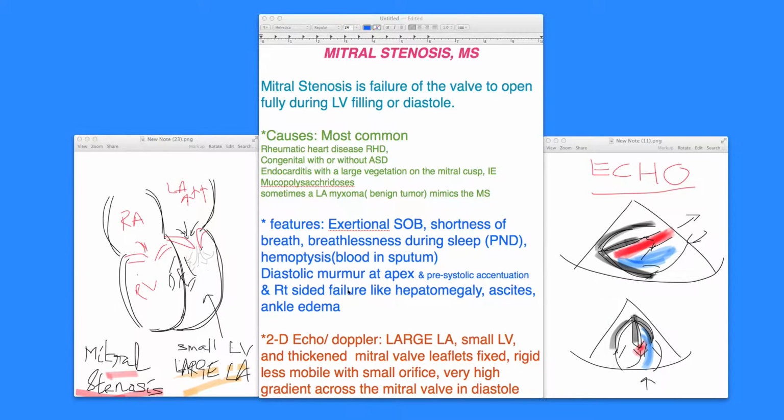So mostly it's at the apex and heard best in the left lateral position and also with the bell of your stethoscope. These days the stethoscopes have only one diaphragm, so that's pretty good. But in good old years, they used to have a dual bell and then a diaphragm on the other end. But the bell of the stethoscope will actually accentuate that murmur much more audibly to the human ear.